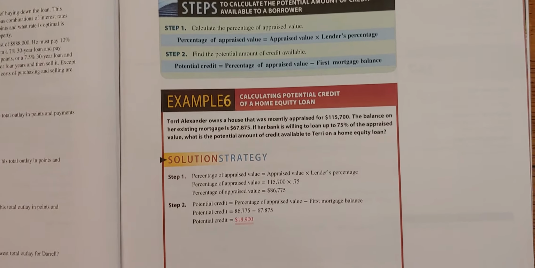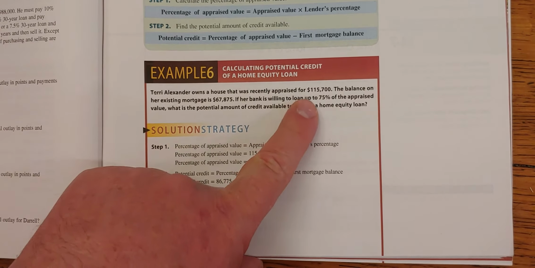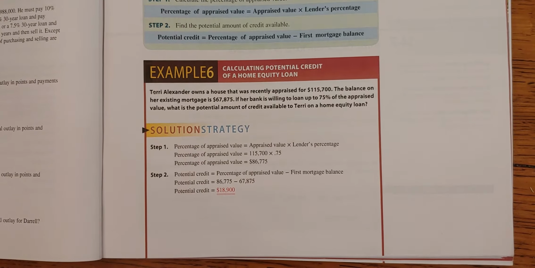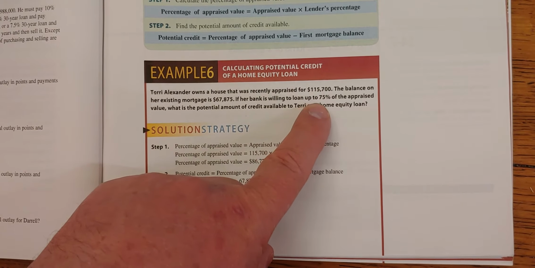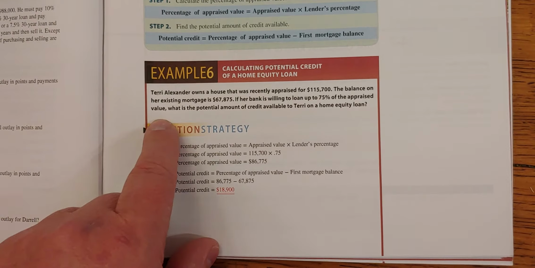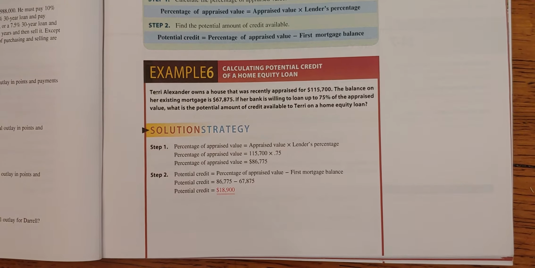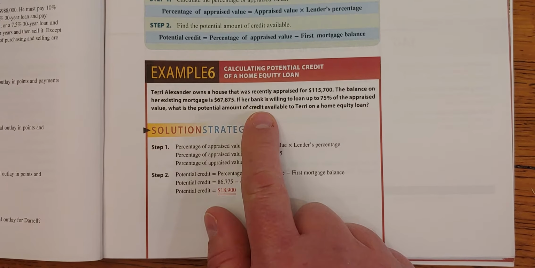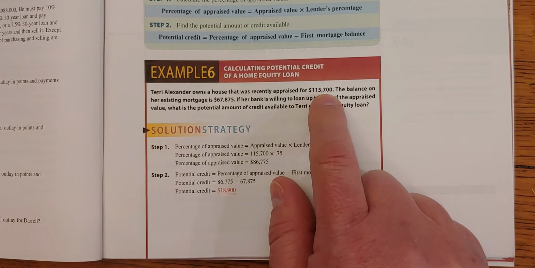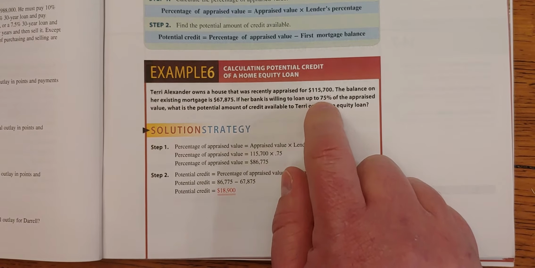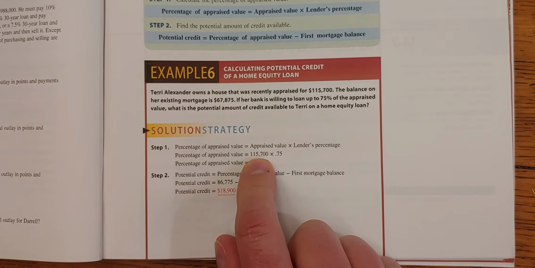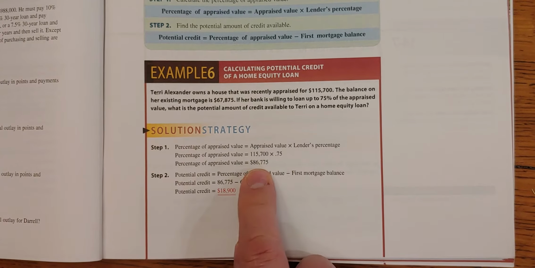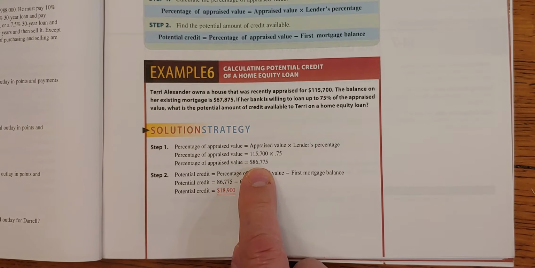Let's practice. It says here, Terry owns a house that was recently appraised for $115,700. The balance on the mortgage is $67,875. If her bank is willing to loan her up to 75% of the appraised value, what is the potential amount of credit available to Terry on a home equity loan? So how much would be available if she borrowed? Well, it was appraised at $115,700. So we need to know the bank's willing to lend 75% of that. So $115,700 times 75% is going to be $86,775.